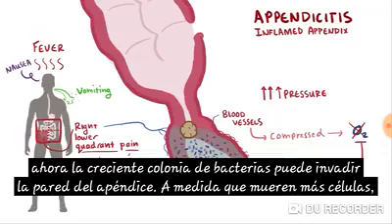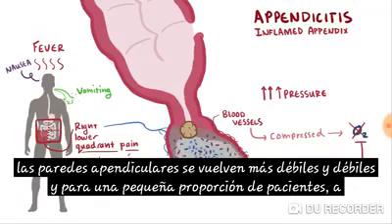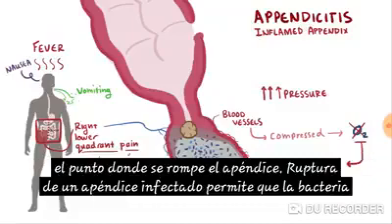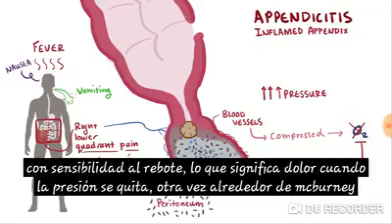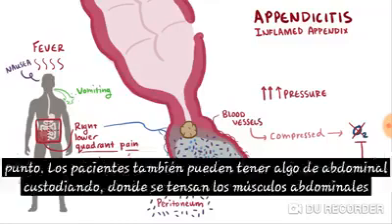As more cells die, the appendiceal wall becomes weaker and weaker, and for a small proportion of patients, it gets weaker to the point where the appendix ruptures. Rupture of an infected appendix allows the bacteria to escape the appendix and get into the peritoneum. And patients often experience peritonitis with rebound tenderness, meaning pain when pressure is taken off, again around the McBurney's point.